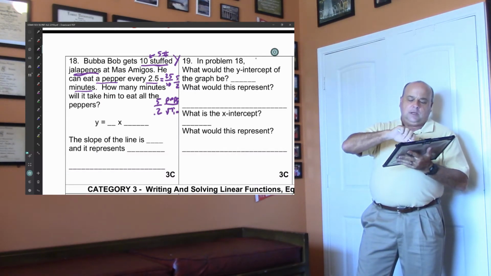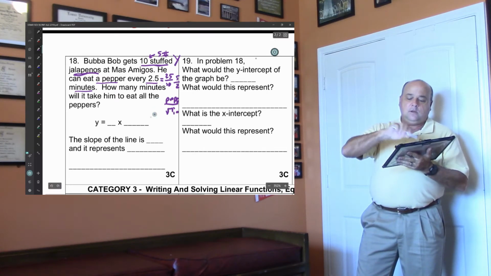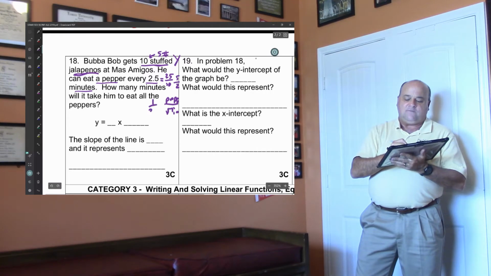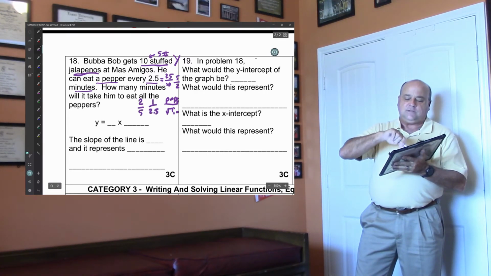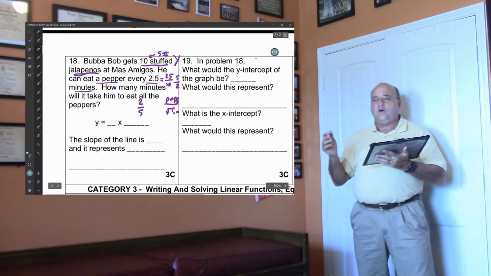Okay, I'm sorry, it should be peppers per minute. It's going to flip. So if I have 1 over 2.5, this is going to flip. It's going to be 2 peppers over 5 minutes. So your slope's going to be 2/5. Okay, that's kind of hard to understand.